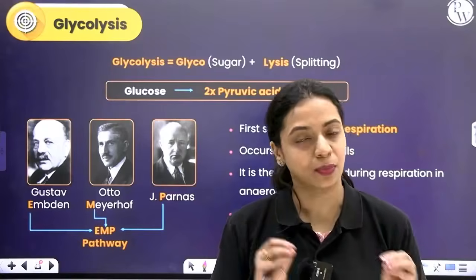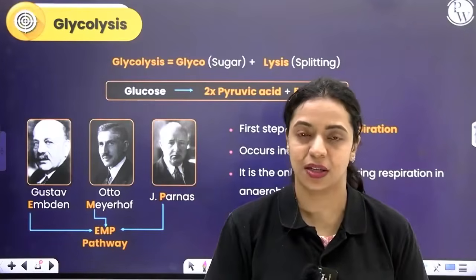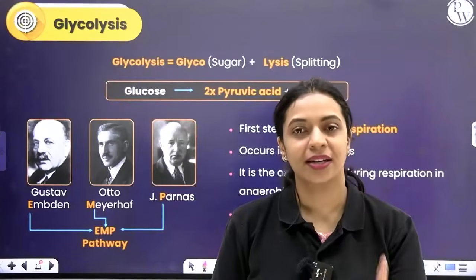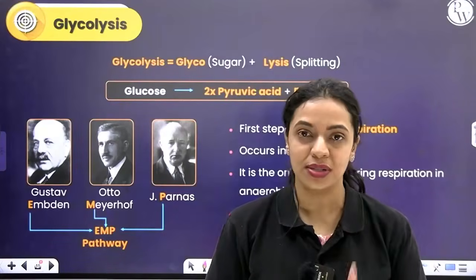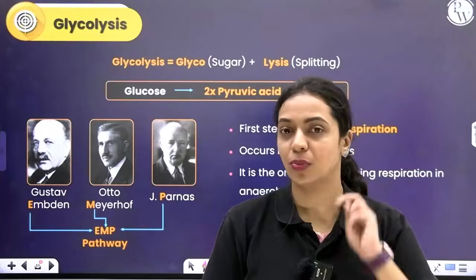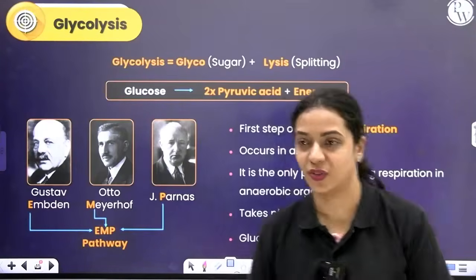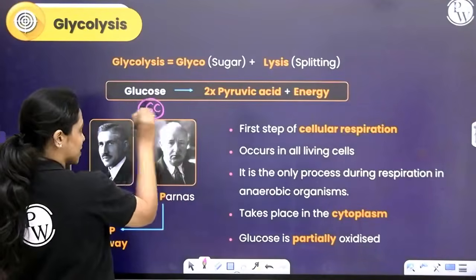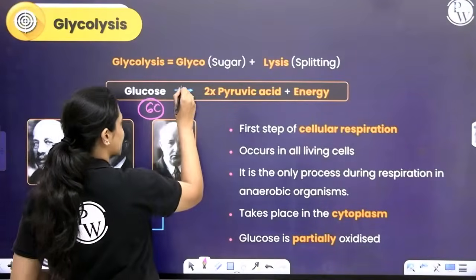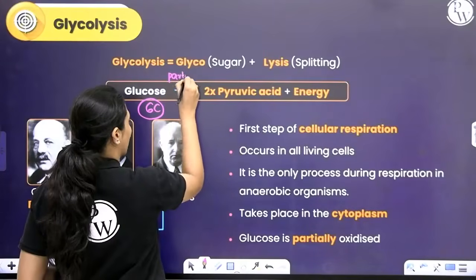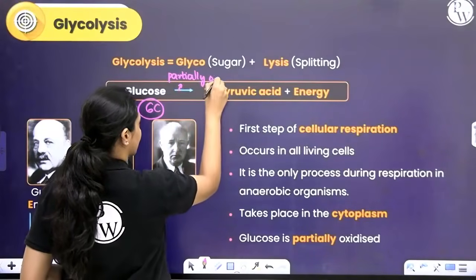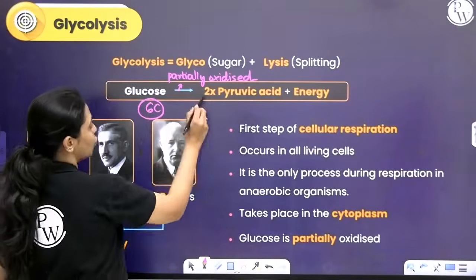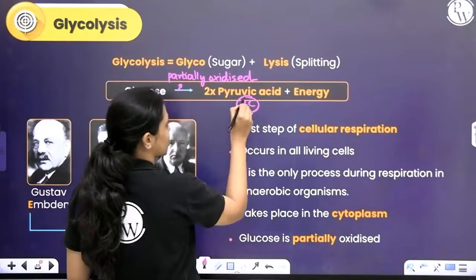So it can happen in both aerobic and anaerobic organisms. Glycolysis is a 10-step reaction where one 6-carbon molecule called glucose gets broken down into 2 molecules of a 3-carbon compound called pyruvic acid. Alright, glucose, as we know, contains 6 carbons. This glucose in the process of glycolysis will be partially oxidized and it will form 2 molecules of pyruvic acid which contains 3 carbons.